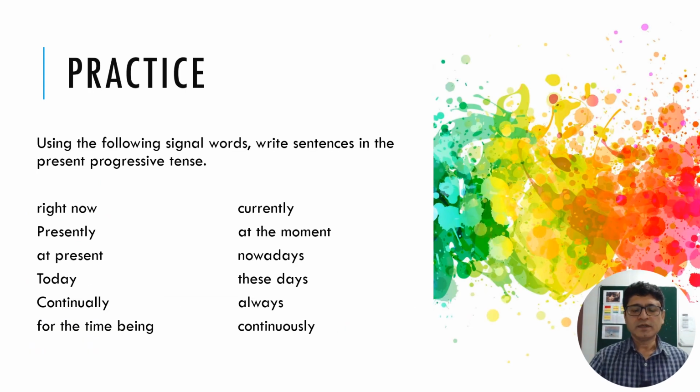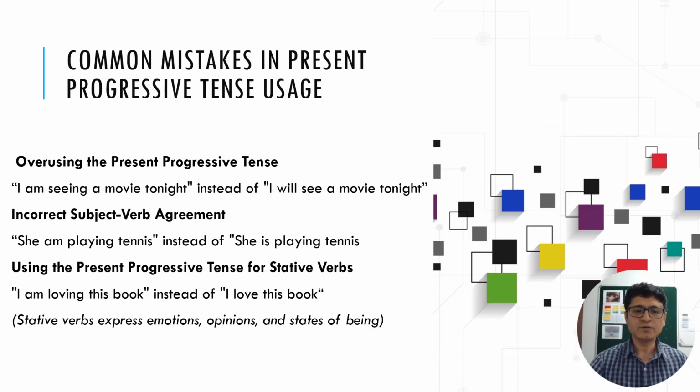Now, there is the list of some of the signal words. So what I'll suggest you again is to make sentences using these words. Make sentences in present progressive tense, right? You can pause the video, do this exercise and then come back and continue with the rest of the video. So now let's talk about some common mistakes in the use of present progressive tense.